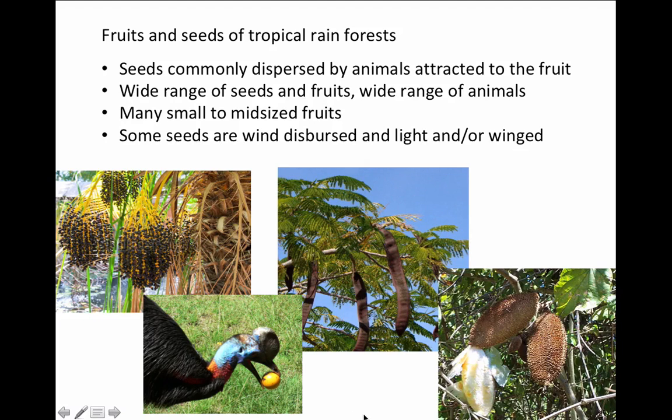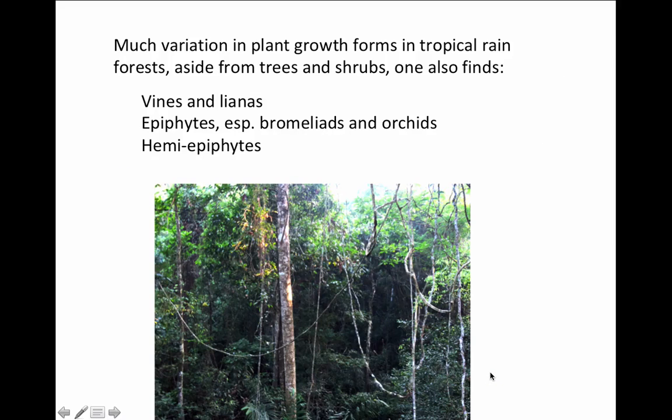The fruits, many of them are small to mid-sized and fleshy and delicious to attract the animal disperser. This is the seed pod of a legume, long, flattened. And some seeds, however, are not animal dependent but wind dispersed, as you can see here in this woody vine seed pod and seeds.